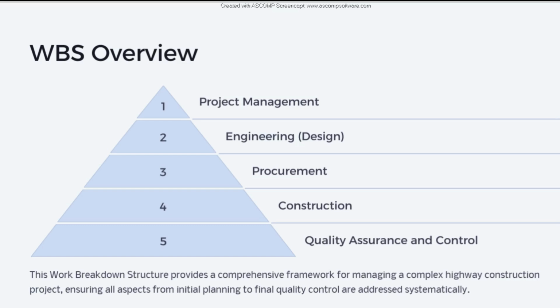The work breakdown structure provides a comprehensive framework for managing a complex highway construction project, ensuring all aspects from initial planning to final quality control are addressed systematically. And that's it according to the WBS of a highway project.